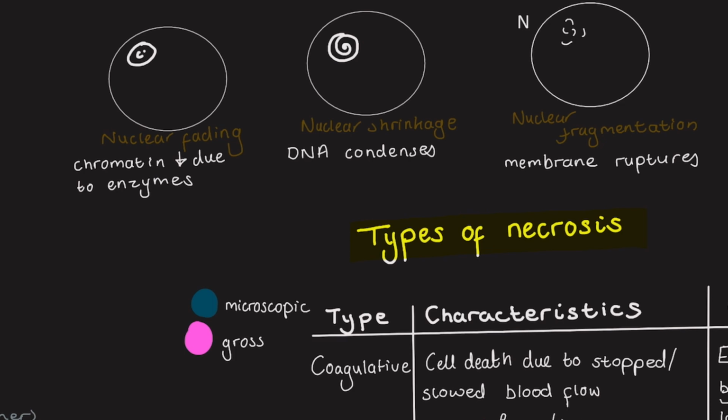karyolysis, which is nuclear fading. So there's chromatin dissolution due to the action of DNAases and RNAases. The second one is pyknosis, which is nuclear shrinking as the DNA condenses into sort of a shrunken mass. And then there is karyorrhexis, which is nuclear fragmentation. So the nuclear membrane ruptures and the nucleus then undergoes fragmentation. This then leads to anuclear necrotic cells, so dead cells without a nucleus.